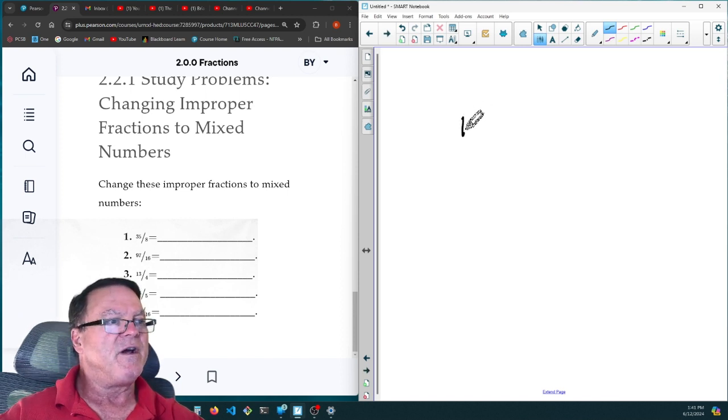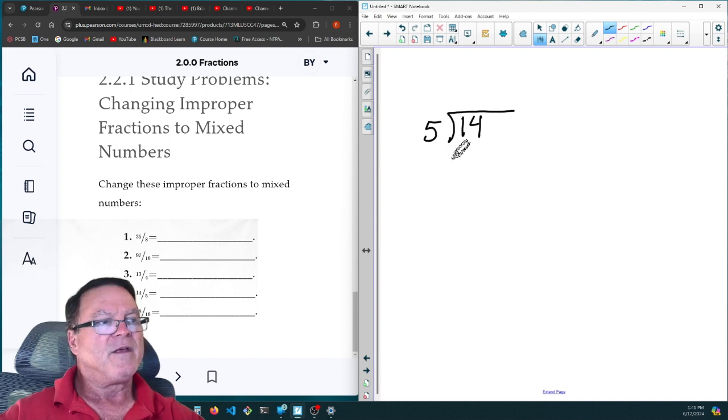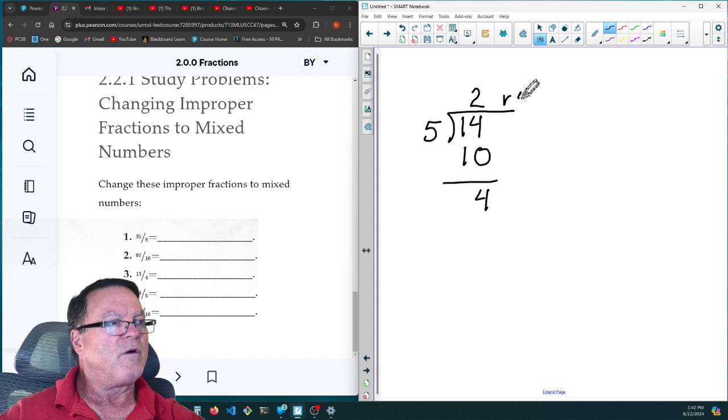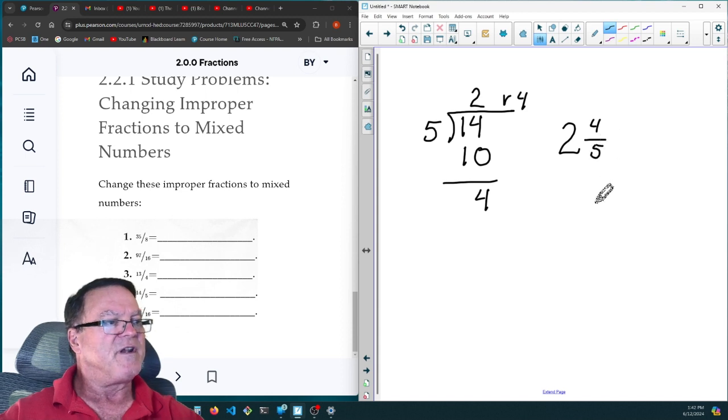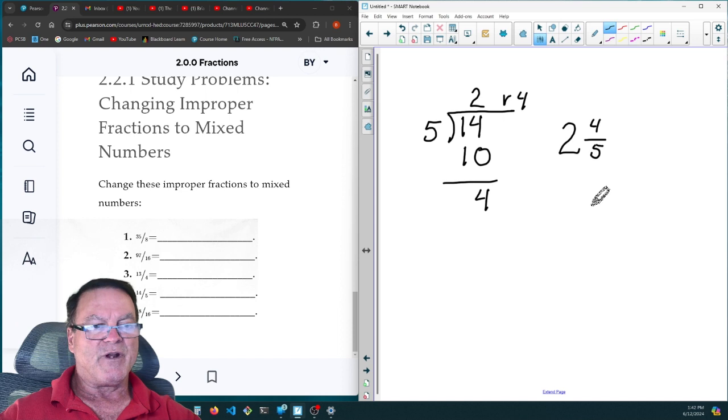14/5. So we'll write the numerator as the dividend. Write the denominator as the divisor. So 14/5. 5 times 2 is 10. Do our subtraction. We have a remainder 4. So our answer will be 2 4/5. With the original denominator underneath the numerator, the remainder.